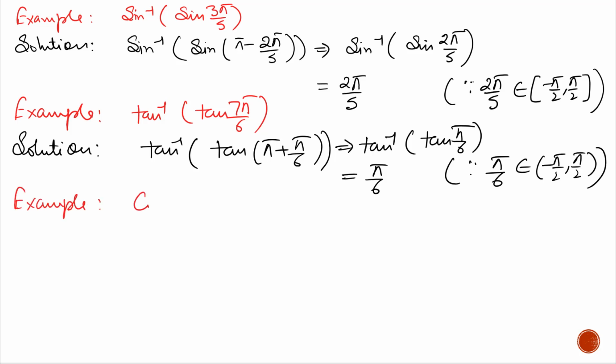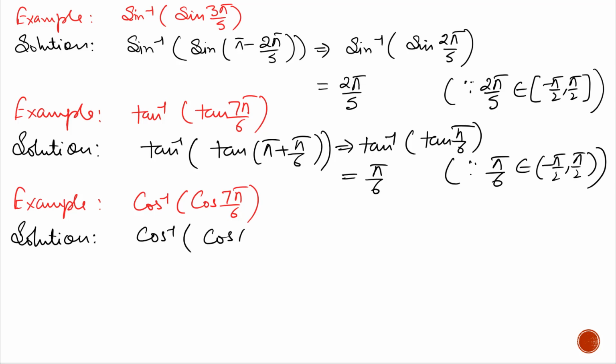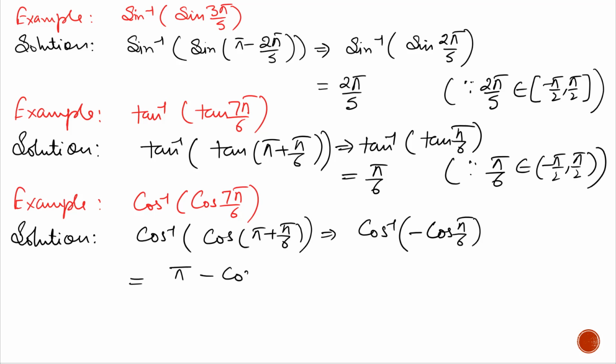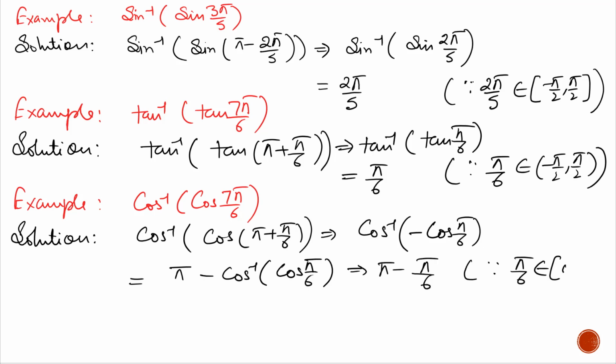Next example. Cos inverse cos 7 pi by 6. But the answer is not 7 pi by 6, because it does not lie between 0 and pi. So we will rewrite this as cos inverse cos of pi plus pi by 6, which equals cos inverse of minus cos pi by 6. Cos inverse of minus x is pi minus cos inverse x. So this is pi minus cos inverse cos pi by 6, which is equal to pi minus pi by 6, and the answer is 5 pi by 6.